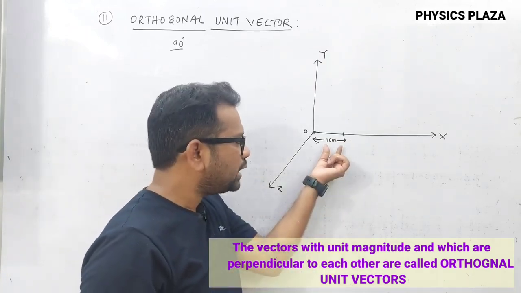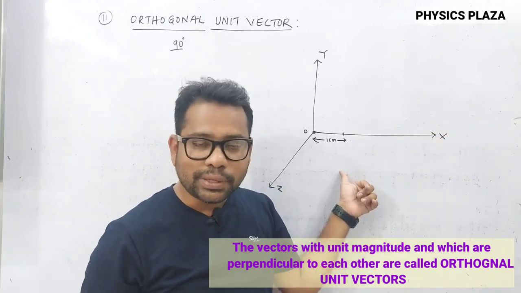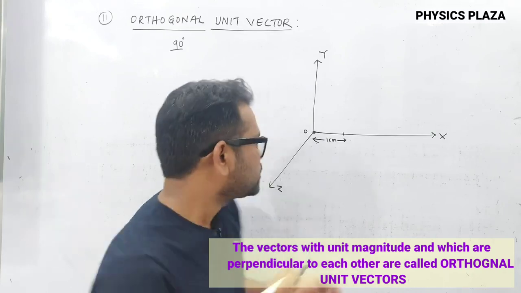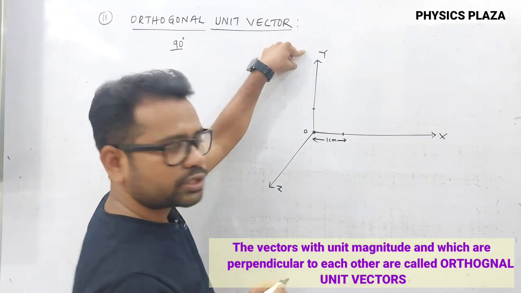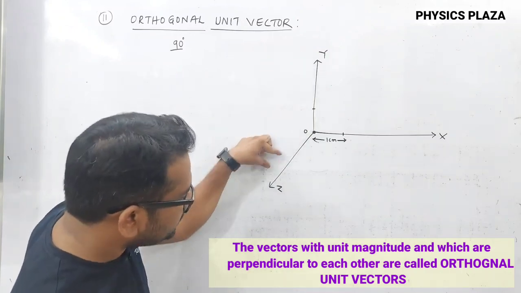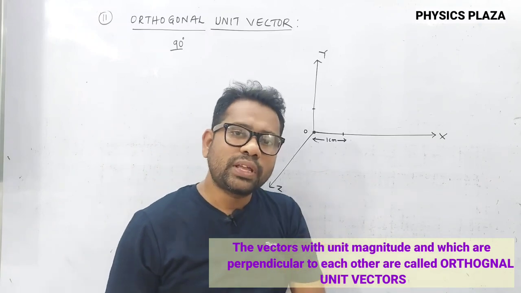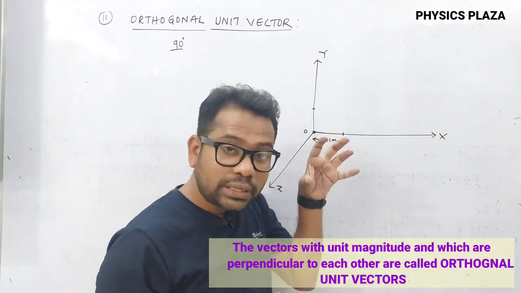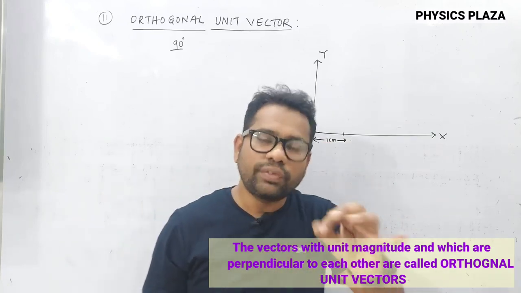So 1 centimeter length in the x direction I am taking, which means what? Don't you think it's a displacement? Yes, it is a displacement. 1 centimeter is a displacement. Am I clear? Like that only, here also I will take 1 centimeter in the y-axis direction, and 1 centimeter length in the z-axis direction. 1 is what actually? Unit. So the displacement is 1 centimeter, which means in this case the displacement is a unit vector.